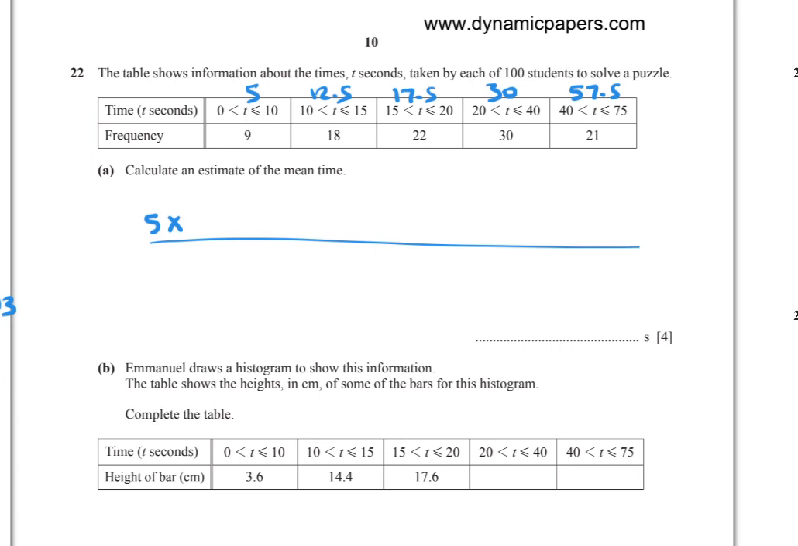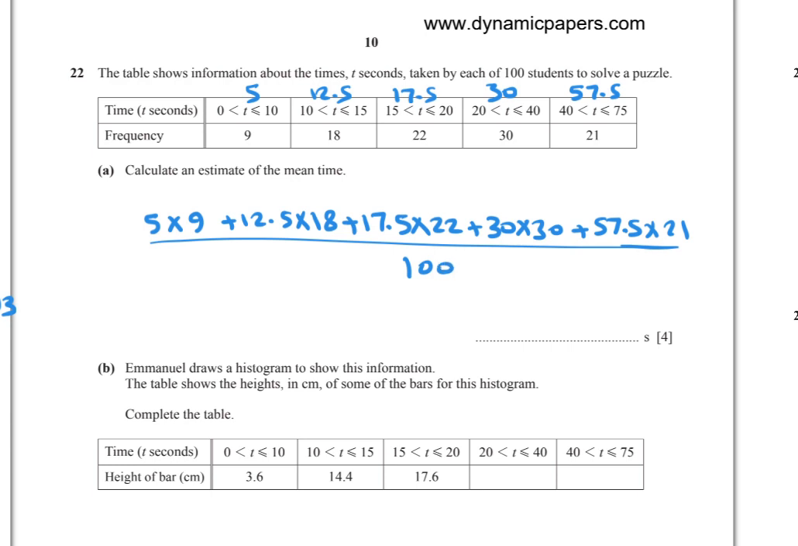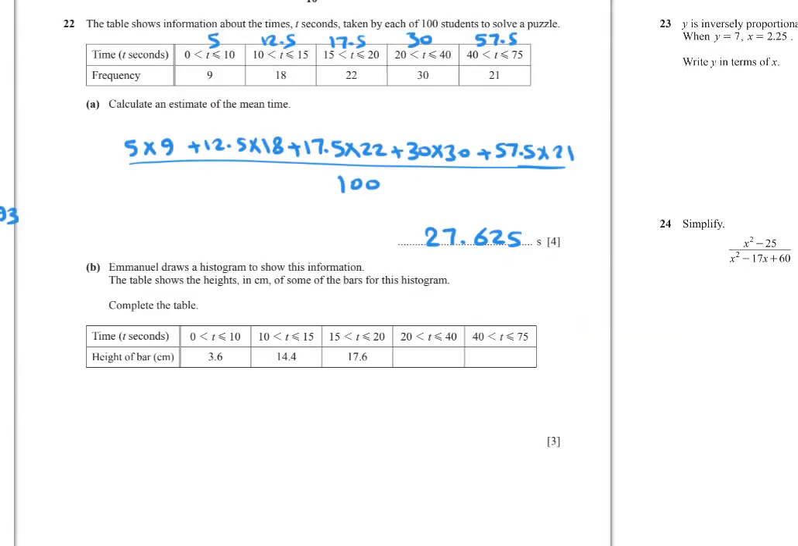So 5 times 9 plus 12.5 times 18 plus 17.5 times 22 plus 30 times 30 plus 57.5 times 21, divided by the total frequency, which is 100. So the answer equals 27.625.